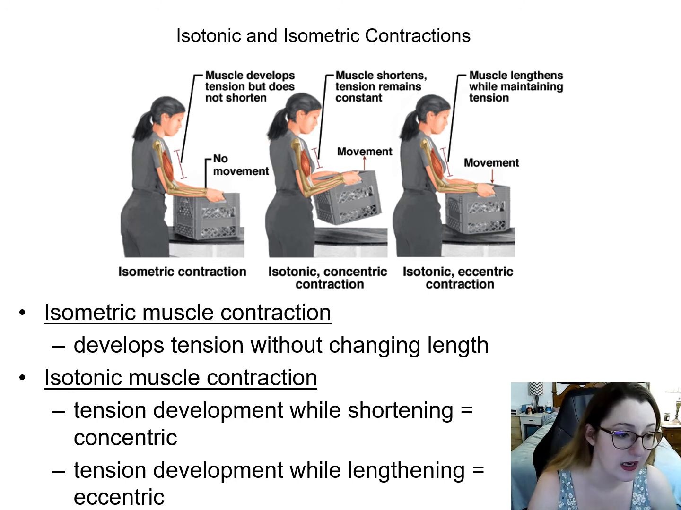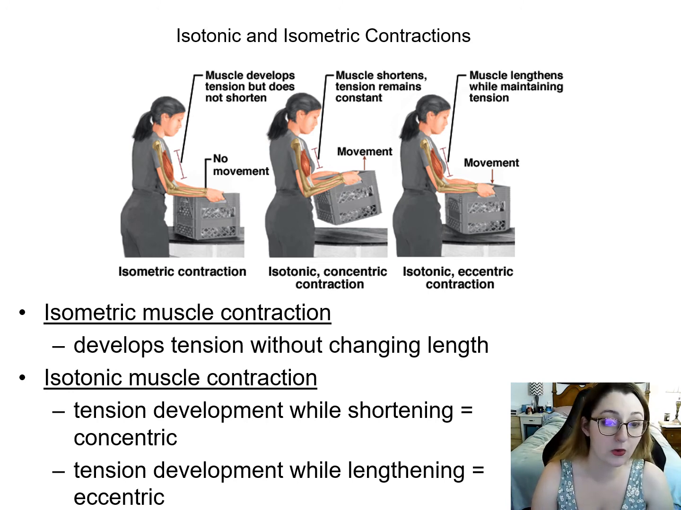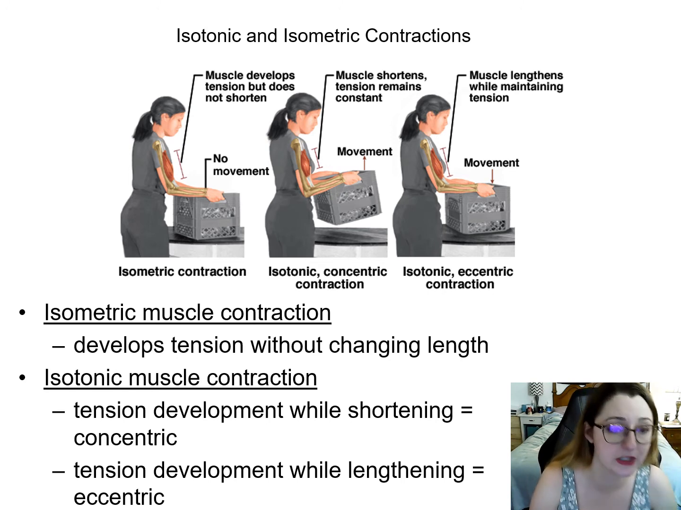Isotonic muscle contraction is going to be where you do have shortening or lengthening as well as tension development. The term for that is concentric isotonic muscle contraction, and that is where you have tension develop and the muscle is shortening. Picking something up is a good way to think of that. And then eccentric isotonic muscle contraction is going to be tension developing while the muscle is lengthening. So setting something down would be a good example of that.